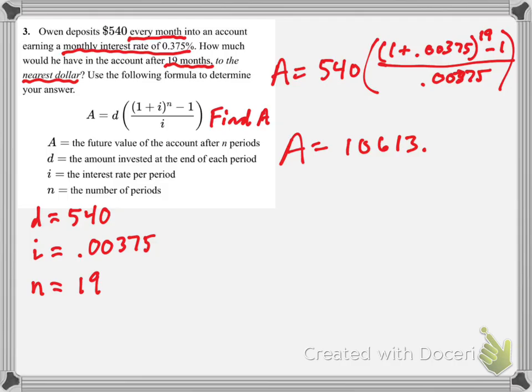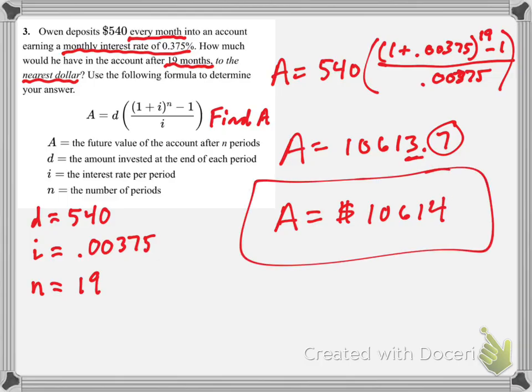So I get $10,613. It says nearest dollar again, so a whole number. So the 0.7, that's all I care about. This 7 bumps 3 up to 4. So my final answer, how much money will he have after 19 months? $10,614. Round up. Here you go. So the only problem where you got to really do any adjustments is in the quarterly problem. Everything else you can just take the numbers as they are.